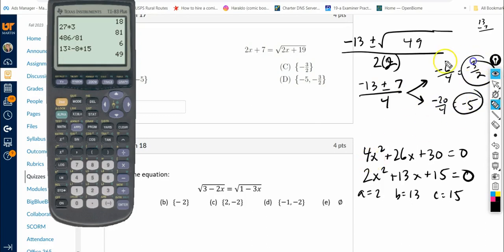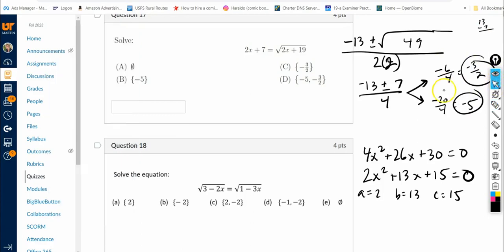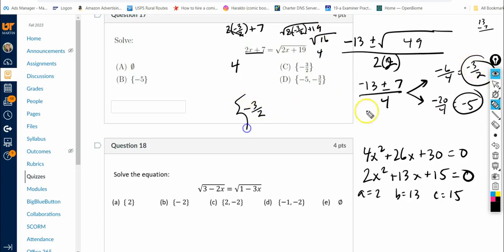Okay, now I need to test these in the original equation. Now, if I'm negative 3/2, then the left-hand side is going to be equal to 4. And the right-hand side is going to be equal to 4. So negative 3/2 is definitely a solution.